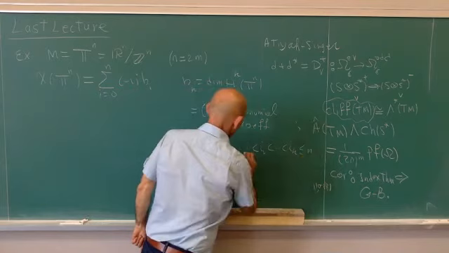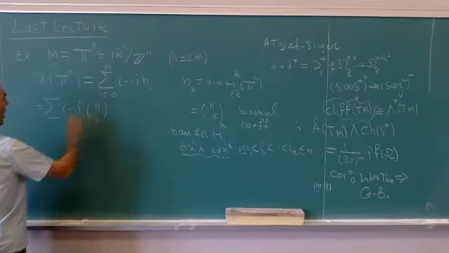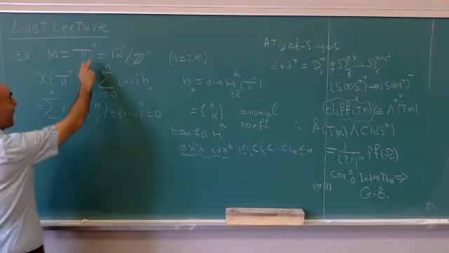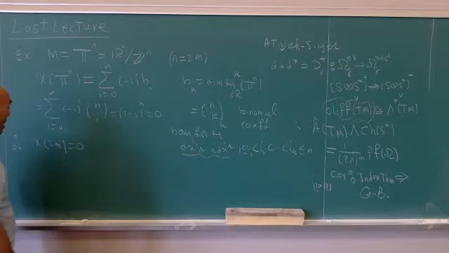So the Euler characteristic is equal to the sum of minus one to the i times n choose i, which of course is one minus one to the power n, equal to zero. So the Euler characteristic for any n, even or odd, is zero. So chi of T^{2m} in particular is equal to zero.